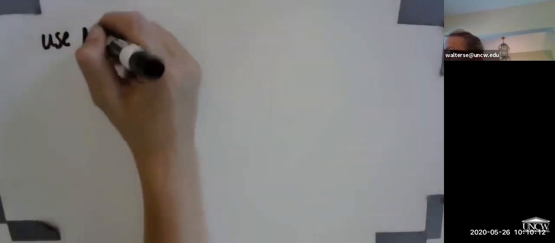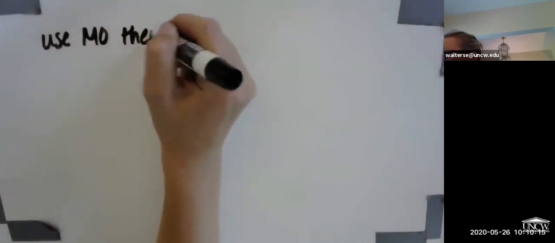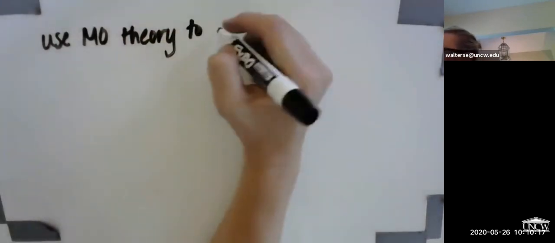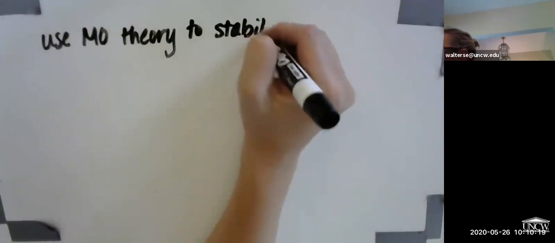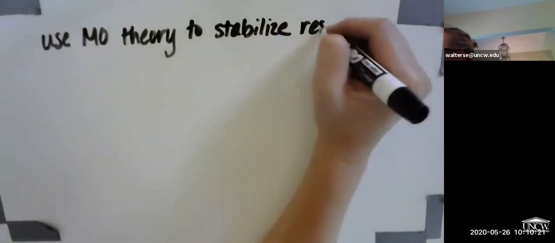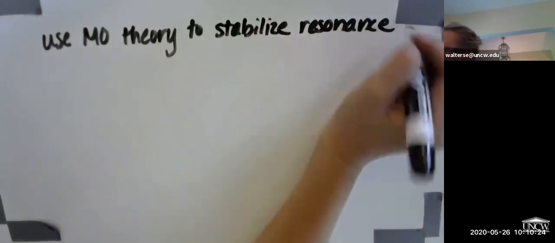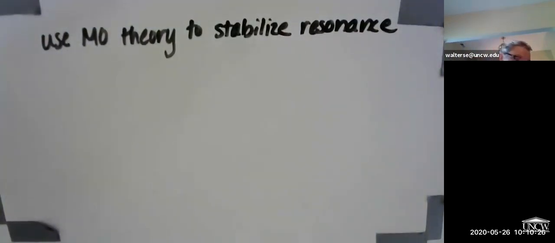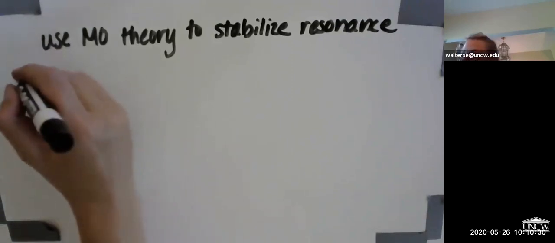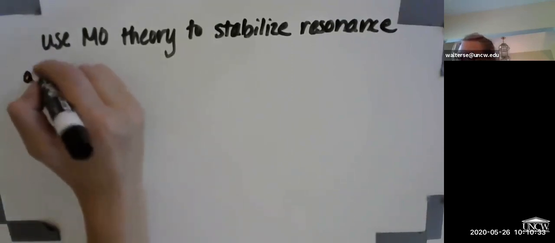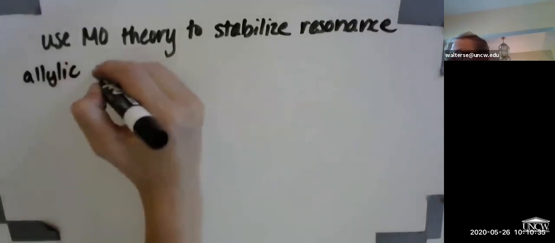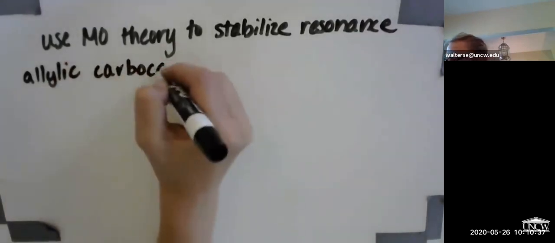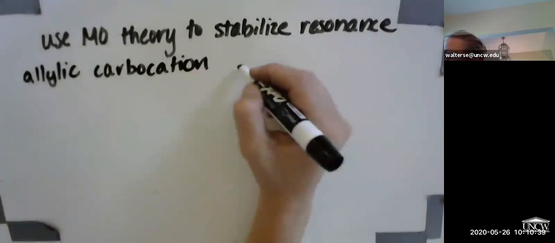Okay, so now we're going to use molecular orbital theory to stabilize resonance. So what we're going to do, we're going to start with the allylic carbocation, which looks like this.